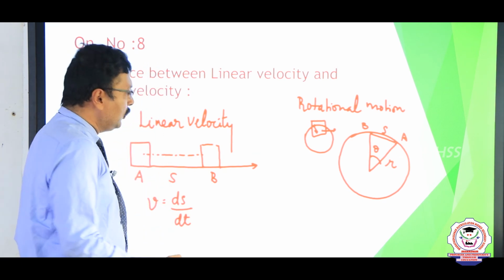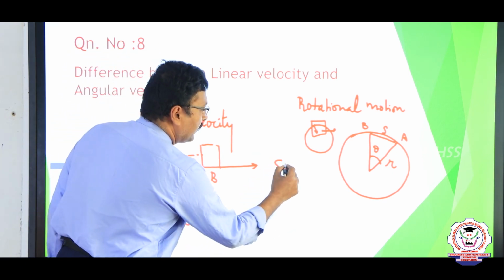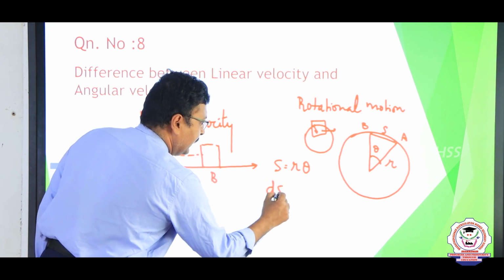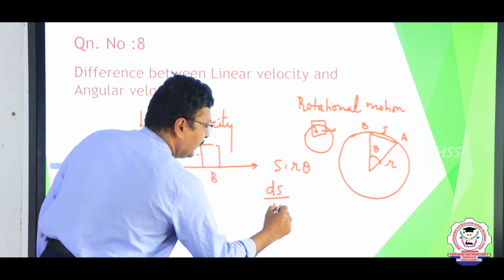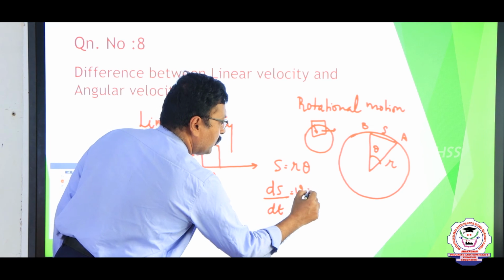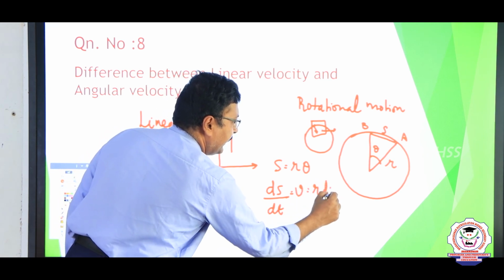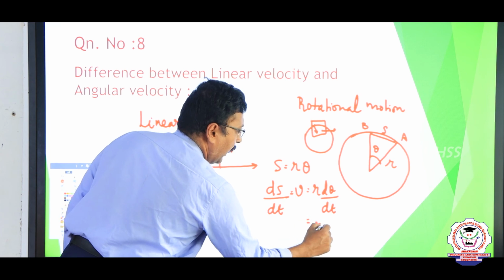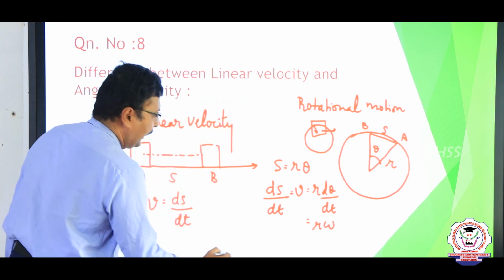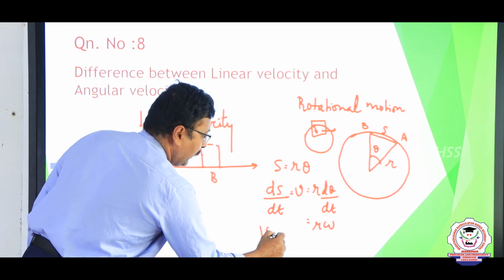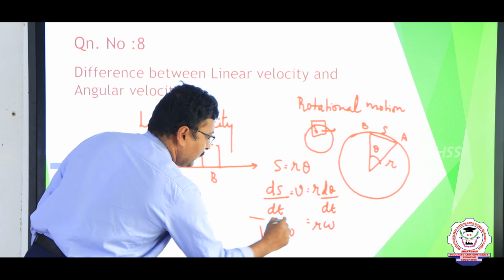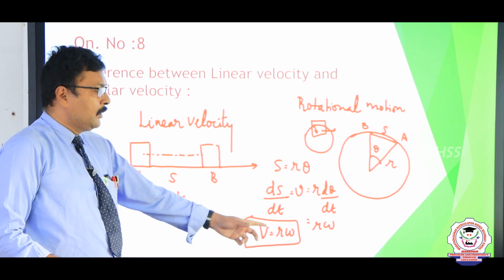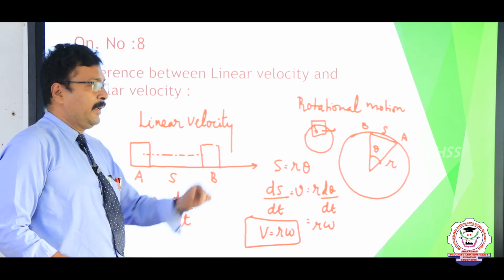So what I have to do? I have to do S is equal to r theta. And when I divide ds by dt, as in the case of linear velocity v, I divide the r theta also, as r d theta by dt. So what do I get? I get v is equal to r omega. So you understand now the relationship between linear velocity and angular velocity. Angular velocity is nothing but v by r, or velocity is equal to r omega.